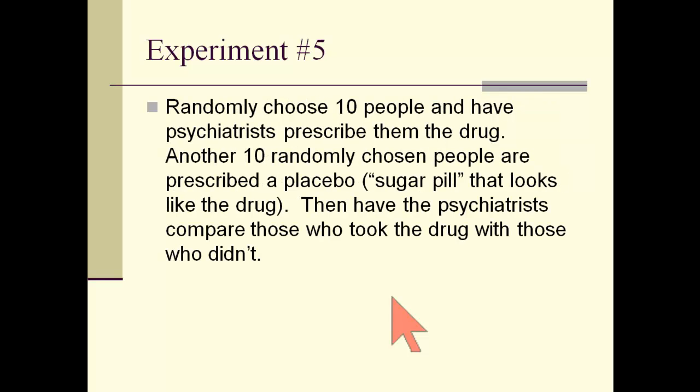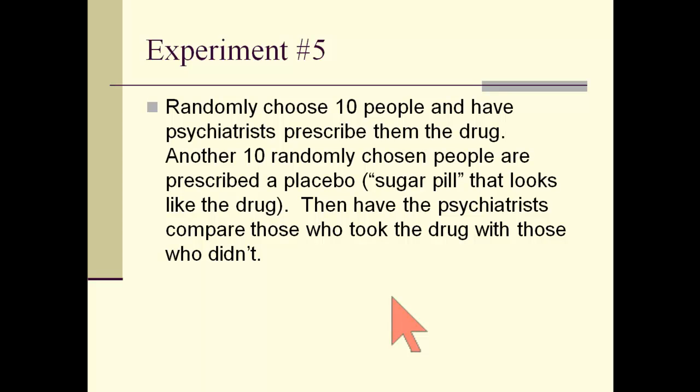Well, okay, let's randomly choose 10 people and have them take the drug, and another randomly chosen 10 people get the placebo, and then we'll compare. So now we have a group taking the drug, a group taking a placebo. They're randomly chosen, so we don't have this gender difference problem anymore. And it seems like that should work better, but now I think you probably have another objection.